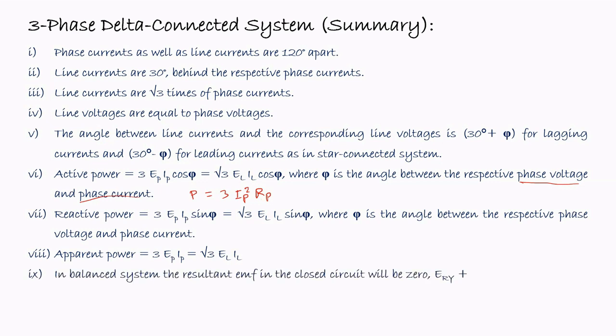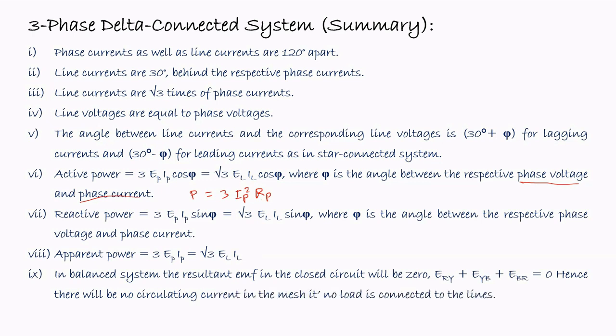In a balanced delta connected system, the resultant EMF in a closed circuit should always be equal to 0. That means if we add the three phase voltages, then their summation will be equal to 0 at any instant. So there will be no circulating current within the delta connected mesh. If there is no current flowing in the line, then also there will be no circulating current within the loops. Thank you.